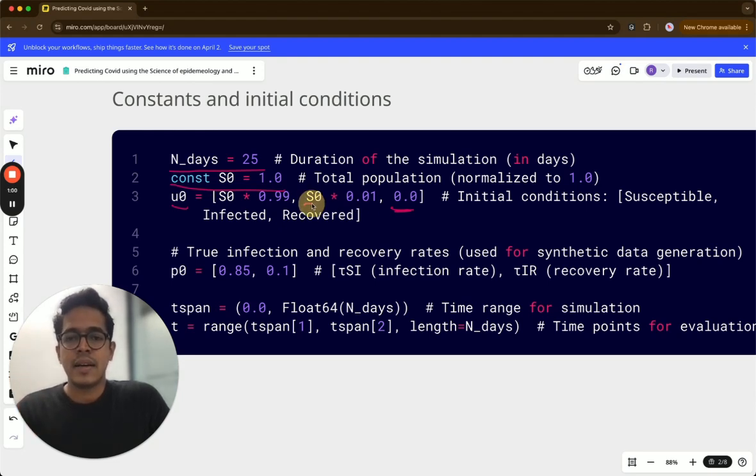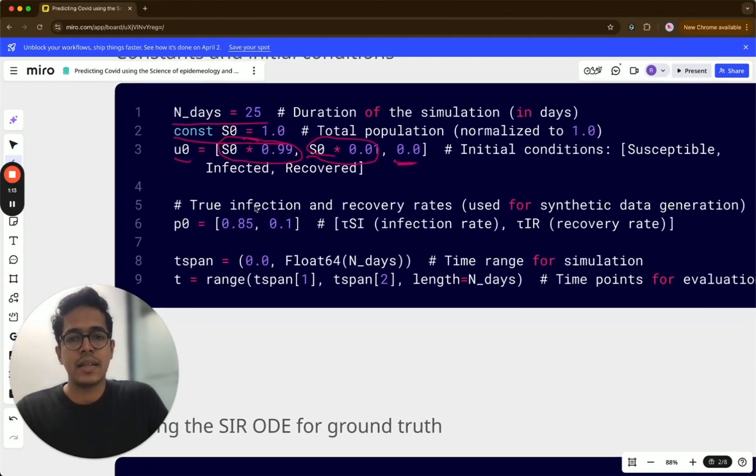So that is S0 multiplied by 0.01, which means if the total population is 100, 1% has infection. One person has infection, and 99% of the people are in the susceptible category. So they are the initial conditions.